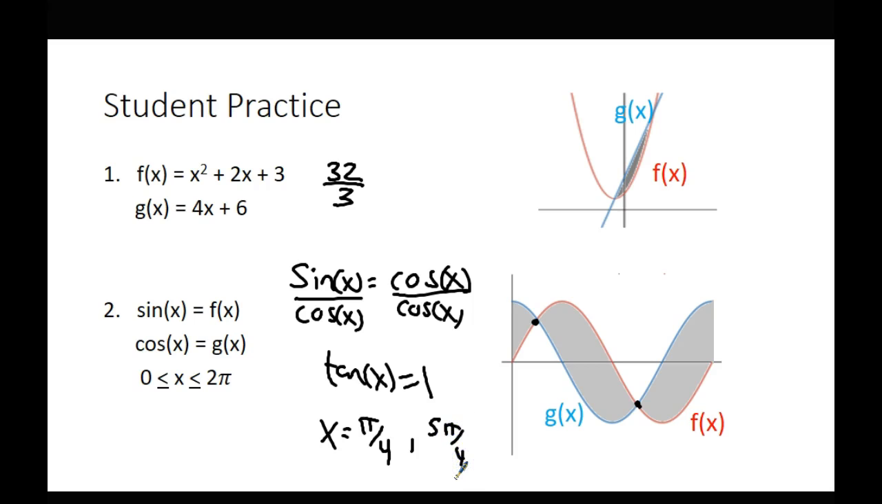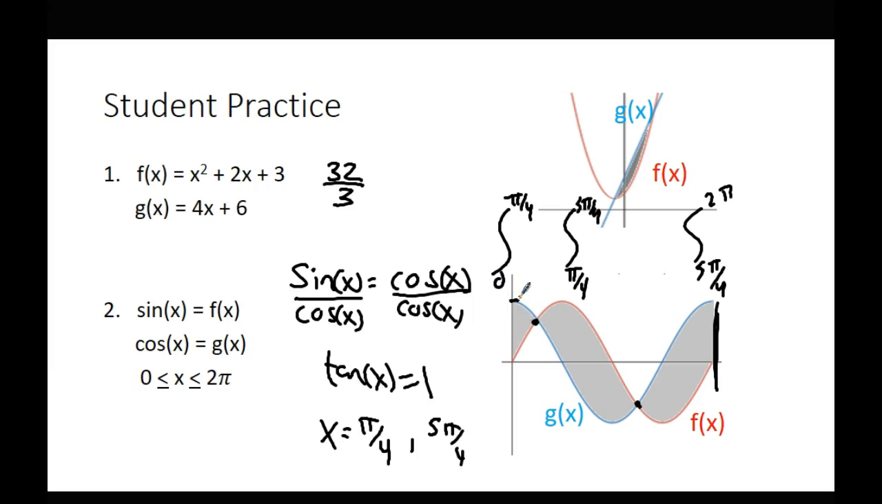And so what you're going to have is 3 separate integrals here. The first one's going to go from 0 to pi over 4. And then the next one's going to go from pi over 4 to 5 pi over 4. And then the last one's going to go from 5 pi over 4 to the final point, which is 2 pi.